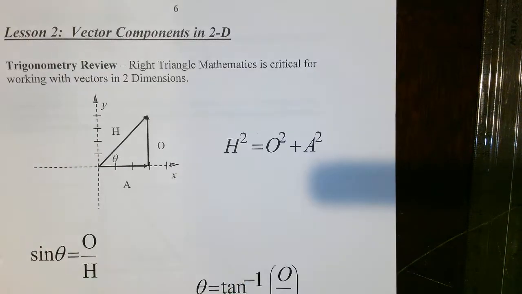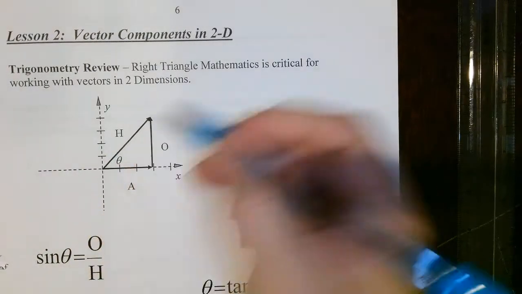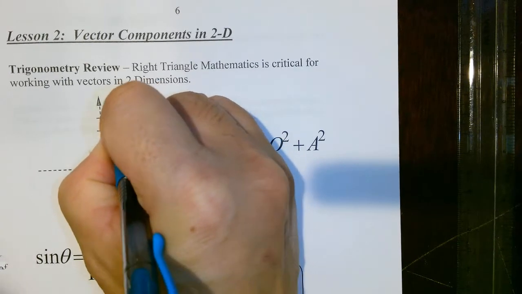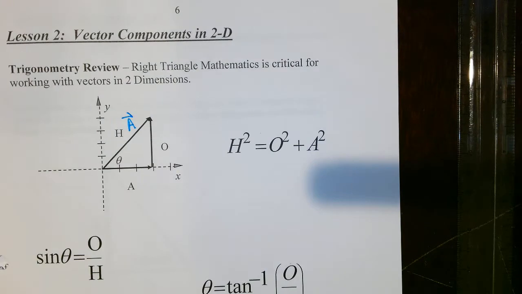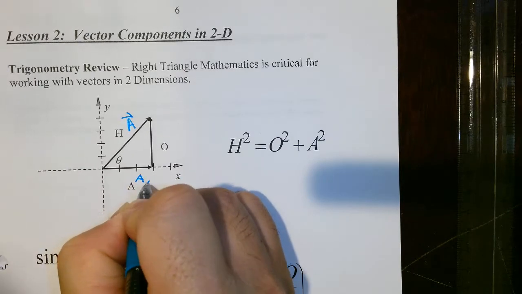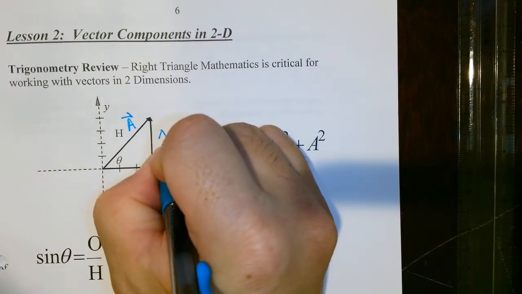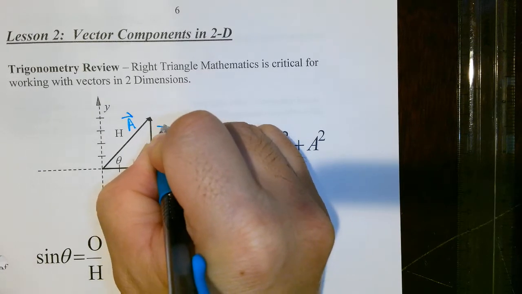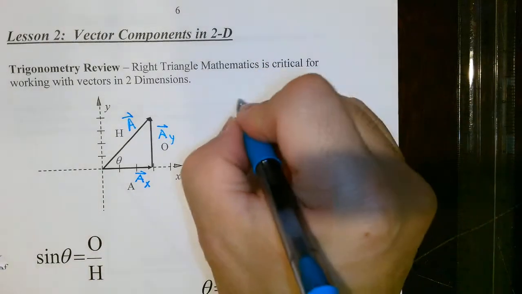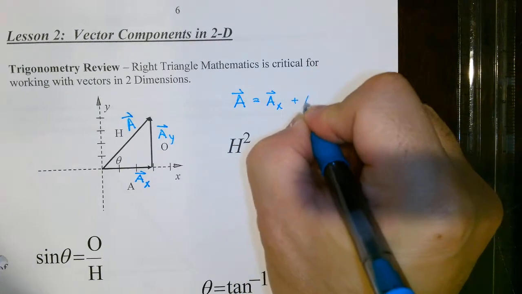So here, if I were to take a look at what we just talked about, let's say that this vector here happens to be my A vector. This vector here can be representing my A vector in the X direction, so it's my AX vector. And this vector here is representing my Y side of my A vector, so AY vector. So my A vector can be represented as AX vector plus AY vector.